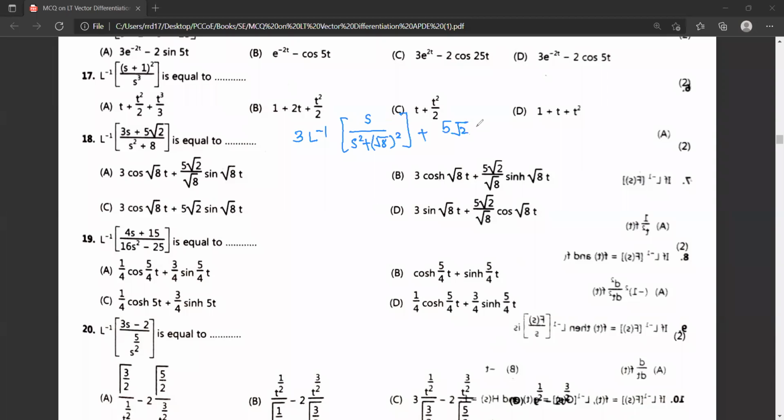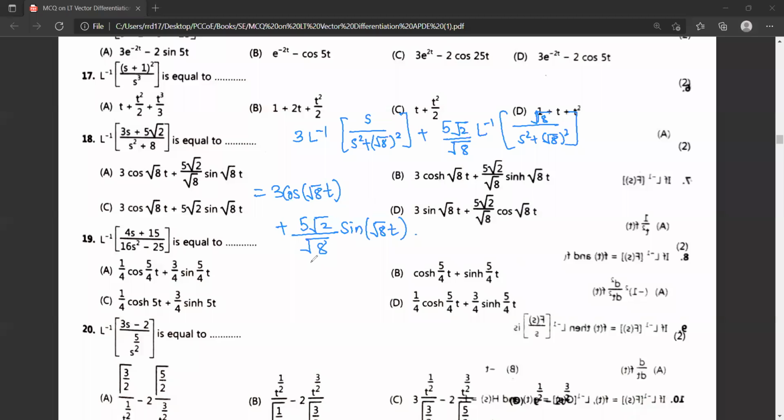So 5 root 2 times Laplace inverse of 1 upon s square plus root 8 whole bracket square. Now what do we need? We need a constant term here, rooted, so I'm going to divide and multiply by root 8. So we will be getting root 8 here as well. So what is this equal to? Cos of root 8 times t, and this is 5 root 2 upon root 8 into sin of root 8 times t.